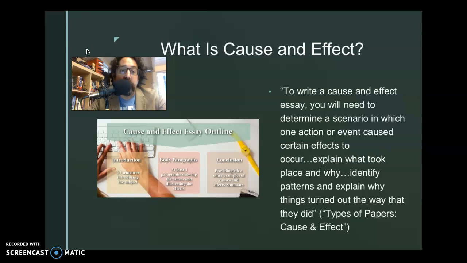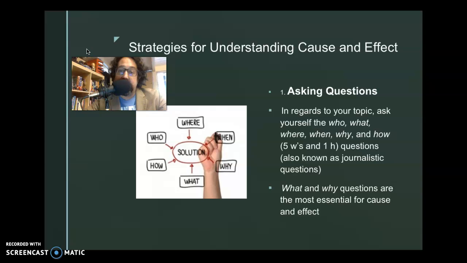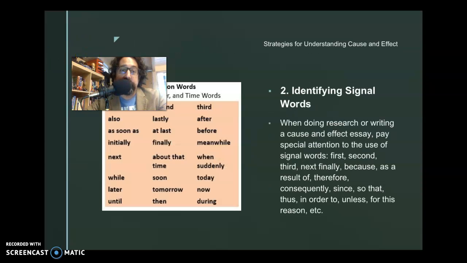What we're going to write about in this essay is how the apocalypse occurred before the beginning of Cormac McCarthy's novel, The Road. He starts it when the apocalypse has already begun. And a lot of these exercises are designed to help you assess just that. So let's look at some of these exercises in particular.